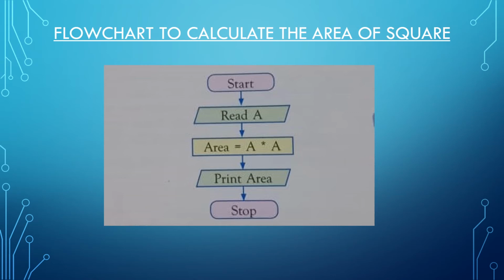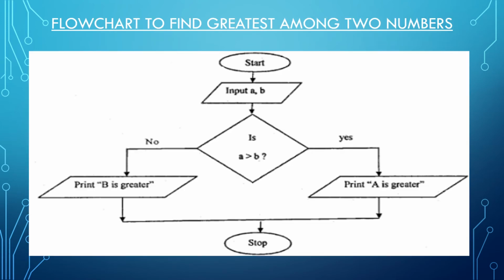Here A represents the side of the square, which is multiplied 2 times, and the multiplication is stored in the variable named area. After we have done the calculation, we will print the value of the area by representing print area. Then we have to stop the flowchart with the help of the stop box. So now let's start another example of a flowchart to find the greatest among two numbers.